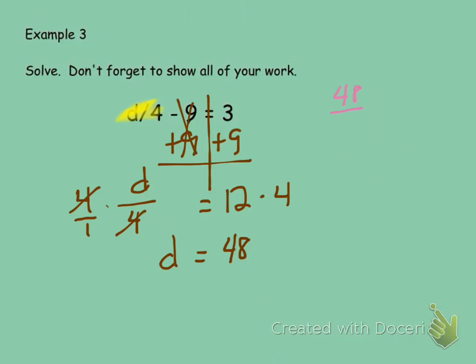So I have 48, because that's my d value, divided by 4 minus 9 is equal to 3. Okay? So when I do 48 divided by 4, well, that's going to give me 12 minus 9 is equal to 3. And then 12 minus 9 is 3. So 3 is equal to 3. That check works out. So that means d is equal to 48.